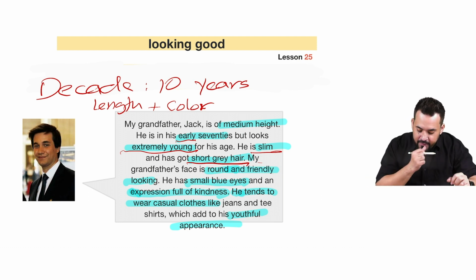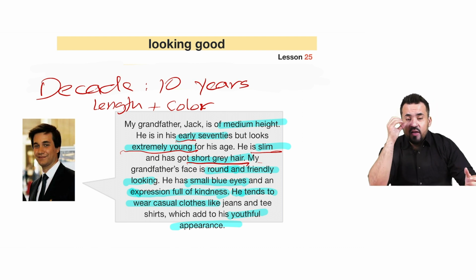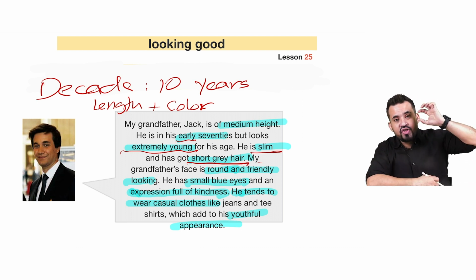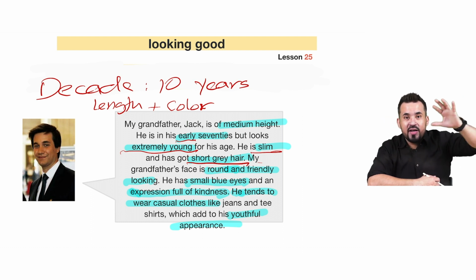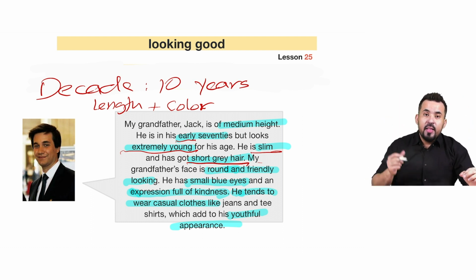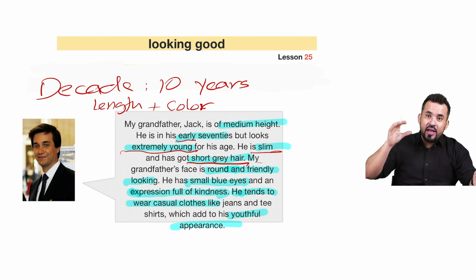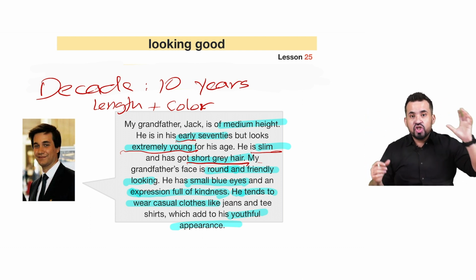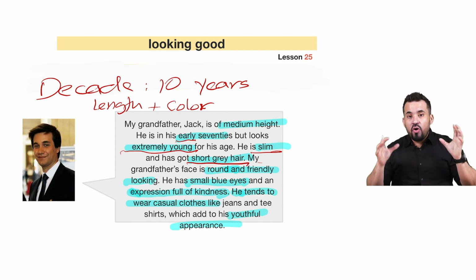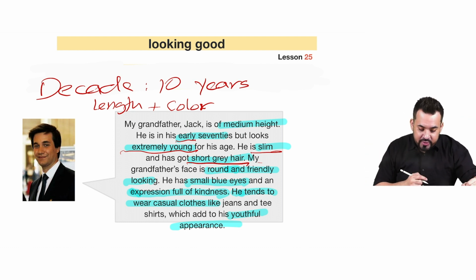Then you go to the eyes. You either have small eyes, large eyes, beautiful eyes, blue eyes, or brown eyes. If you mention the size and the color, then always first the size, then the color. He has big brown eyes, or small blue eyes. So for eyes, you start with the size, and then you go to the color.